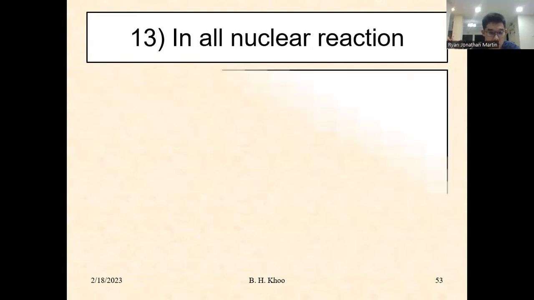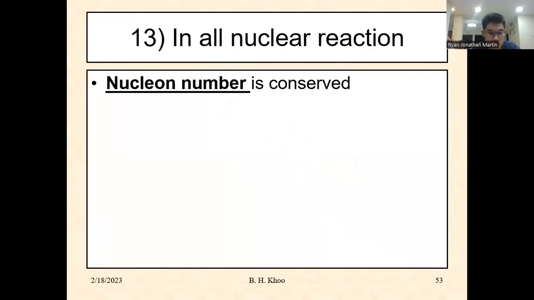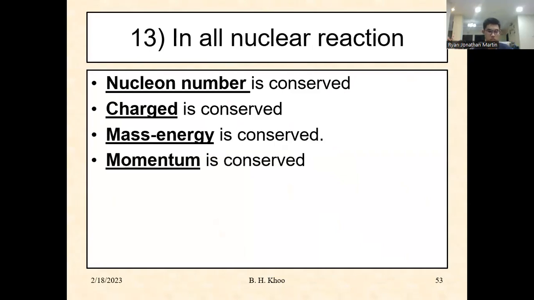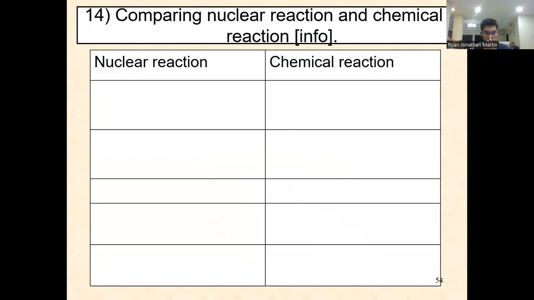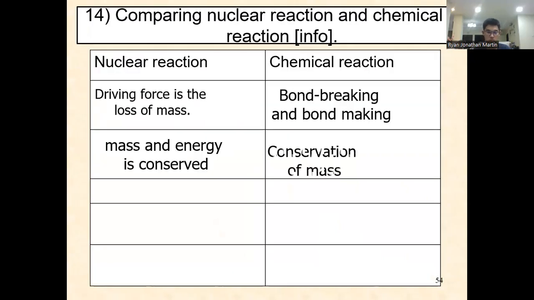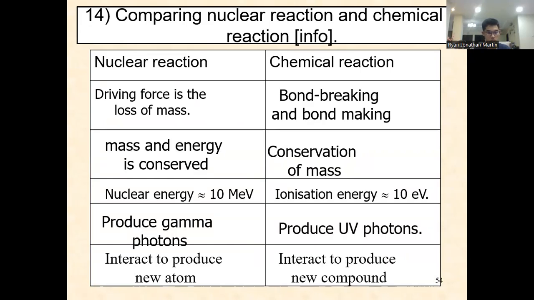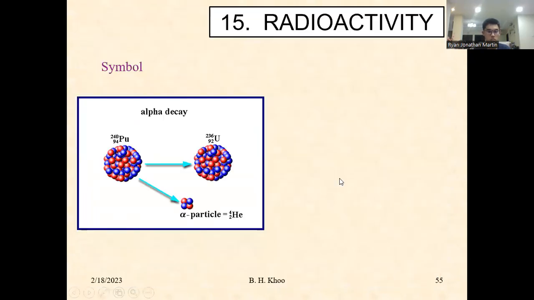In a nuclear reaction, nucleon number is conserved, charge is conserved, mass energy is conserved, momentum is conserved. Don't need to worry about all this. This is just for your information. So I go very fast. For your information as well.